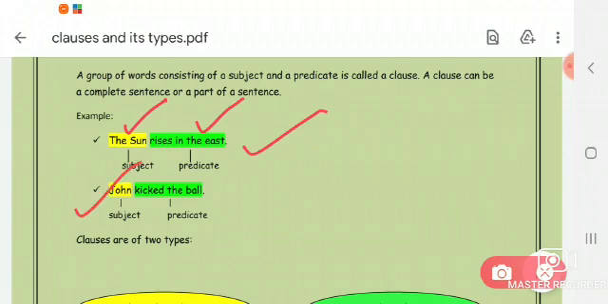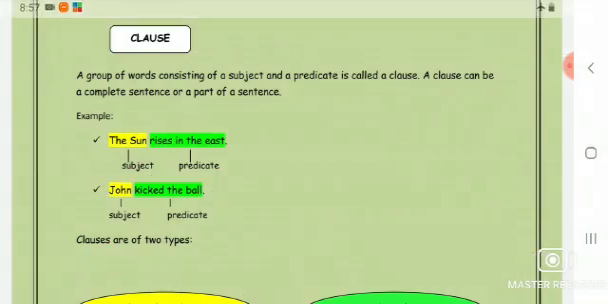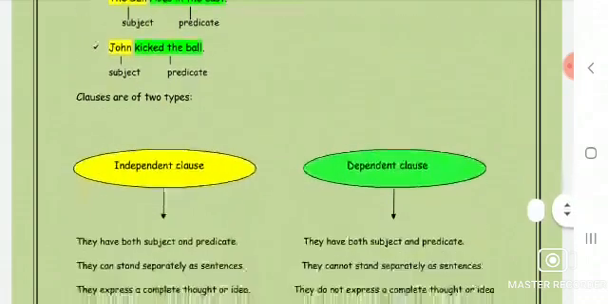John kicked the ball. John is the subject and kicked the ball is the predicate. If either of the two, that is the subject or the predicate, is missing, the group of words may form a phrase instead. So it's important to note that a clause has a subject and a predicate. A clause can be a complete sentence or a part of the sentence. It is not important that a clause must be a complete sentence and convey a complete thought.